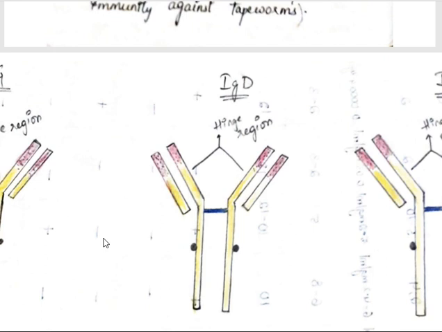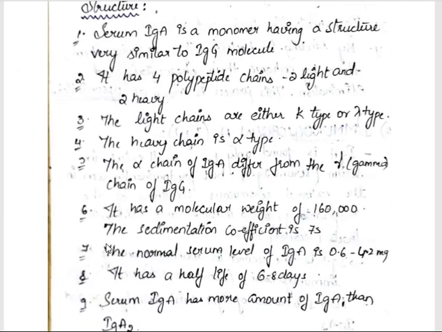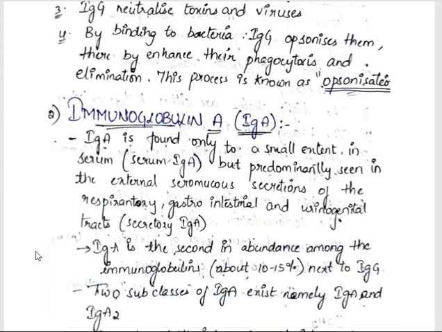Then coming to the terminals, one is the N terminal and the other is the carboxyl terminal. And this is the most predominant class of immunoglobulin. IgG is the most predominant class of all immunoglobulins, and it makes up approximately 70% of the total immunoglobulin in human serum.